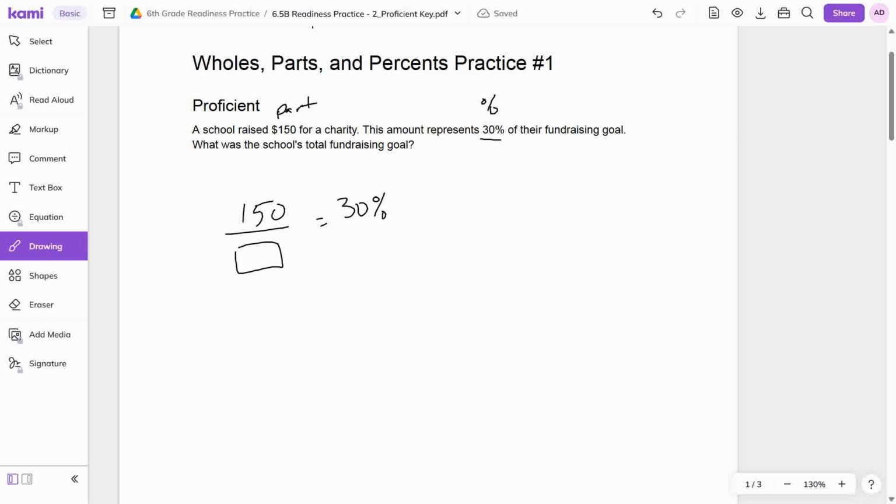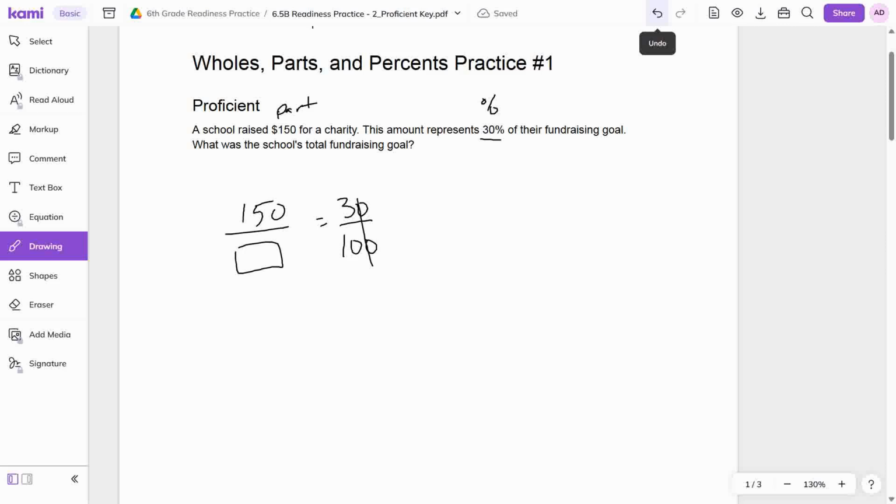Well, let's reimagine our 30% as 30 over 100, because percent means per 100. And if we look at our 30% as 30 hundredths, or 30 per 100, well, now we have a proportion that we could use. Okay, so we can cross multiply like this. Probably would be a little bit quicker if we went ahead and just divided the 30 and the 100 by 10 to make 3/10.